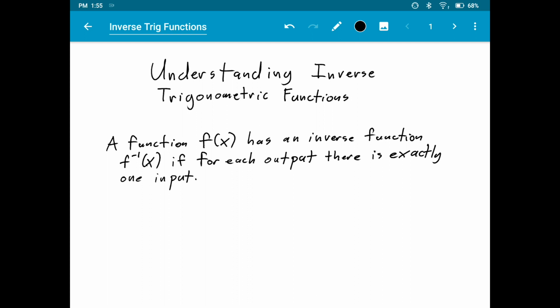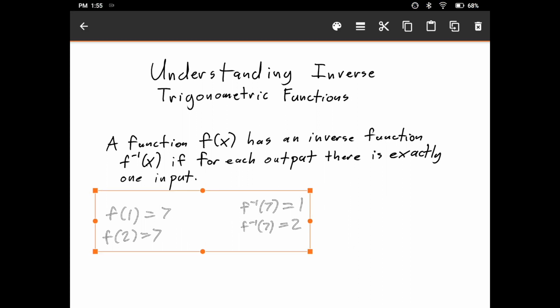What this means in particular is that if there are two values, say f of 1 is equal to 7 and f of 2 is equal to 7, then if I were to try to define the inverse, f inverse of 7, I wouldn't be able to tell whether that was equal to 1 or if it was equal to 2. And since there's no way to tell those apart, you can't define that inverse because that inverse wouldn't be a function. So you can't have that type of situation.